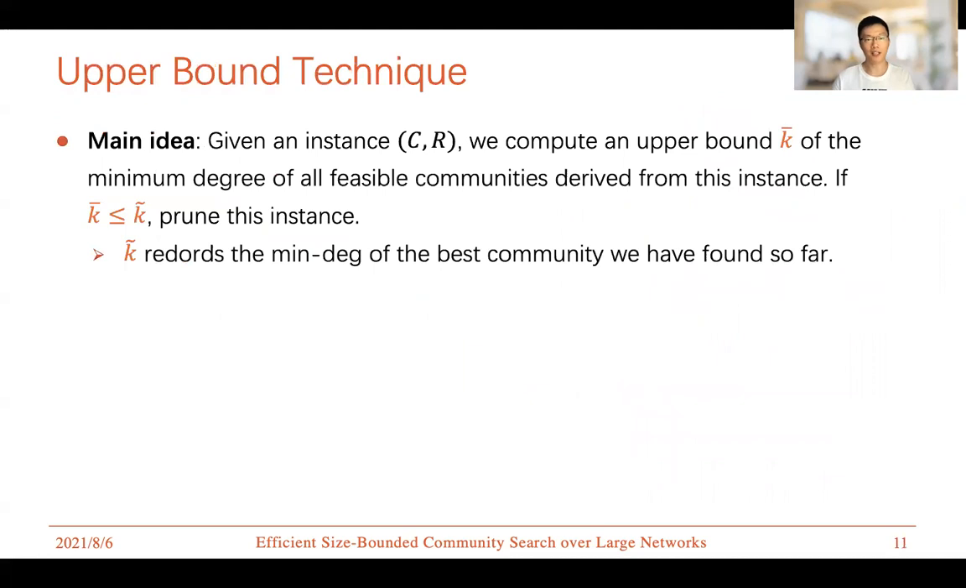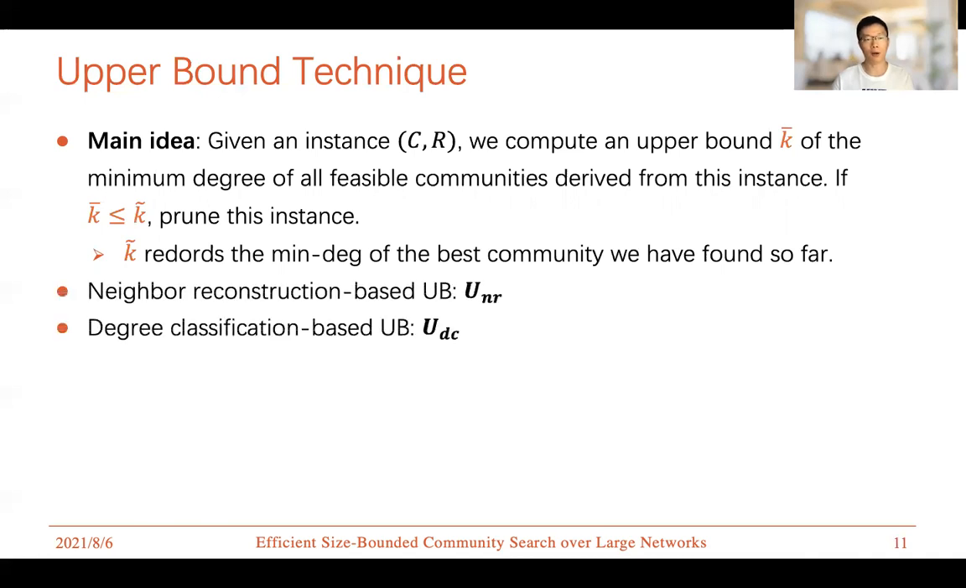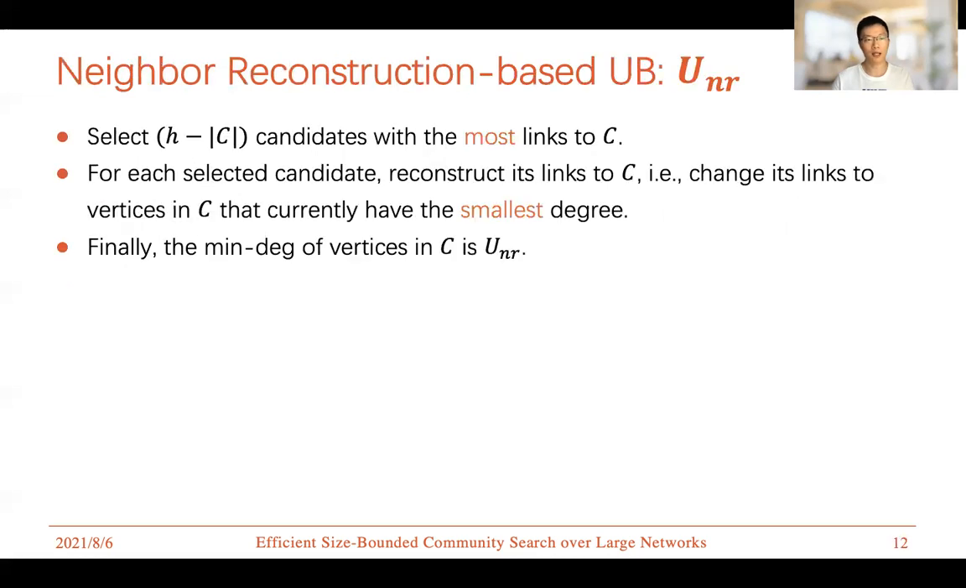The main idea is that given an instance CR, we compute an upper bound K bar of the minimum degree of all feasible communities derived from this instance. If K bar is no larger than K tilde, prune this instance. K tilde records the minimum degree of the best community we have found so far. We design two upper bounds: neighbor reconstruction-based upper bound and degree classification-based upper bound. Firstly, let's see the neighbor reconstruction-based upper bound.